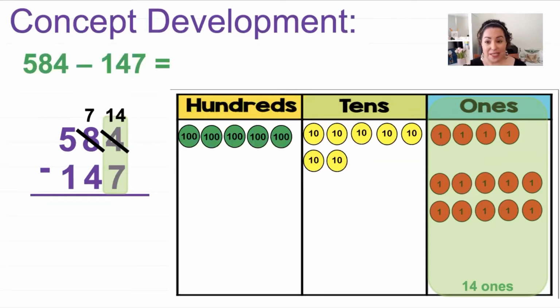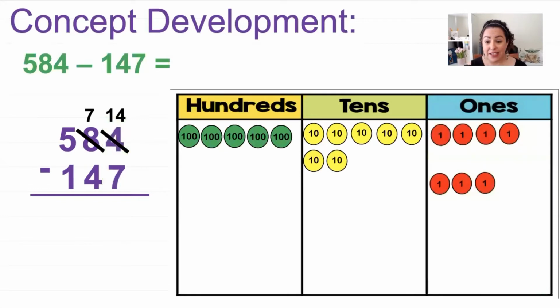It looks like we set it up and we are ready to subtract. So let's go ahead and take away 7. And there they go. How many do I have left? 1, 2, 3, 4, 5, 6, 7. I have 7 ones left. So to put that in my algorithm, I just put it right there in my ones place.